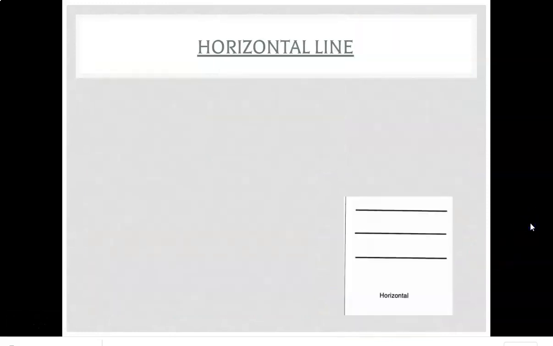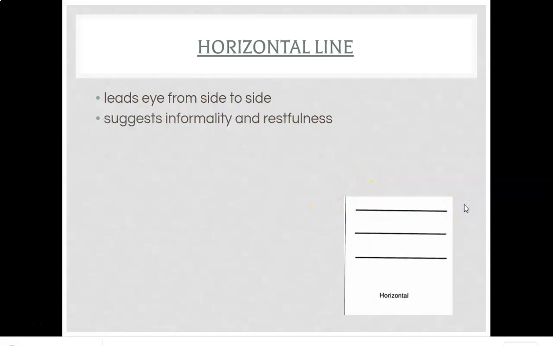All right, the second type of line that we're going to talk about is a horizontal line. These lines go from side to side, and they lead your eye in a sideways direction. Horizontal lines tend to suggest a feeling of informality and restfulness. They reduce the height that is perceived.